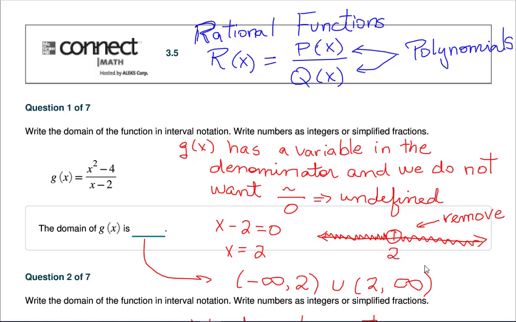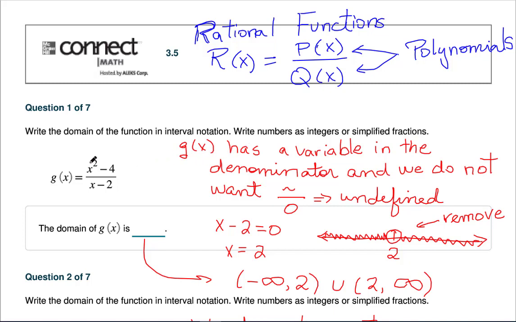Welcome to Math 1314. This is section 3.5 on rational functions. Rational functions look like the following. They look like something r of x equals an item on the top, an item on the bottom, and both of these have to be polynomials, the things we saw in the previous section.